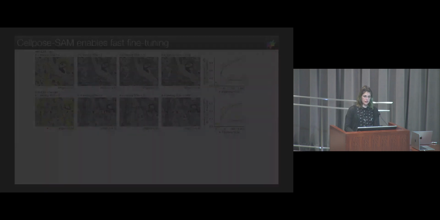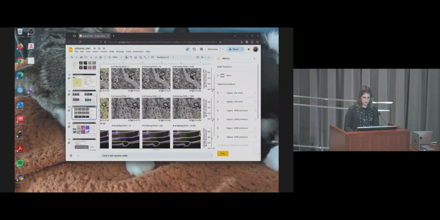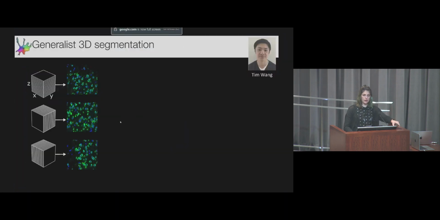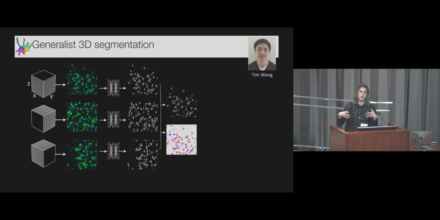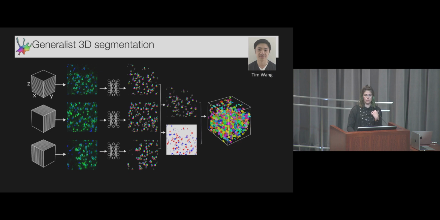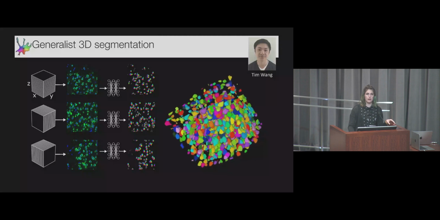And then for the 3D case, the way that Cellpose works is we take XY, YZ, and XZ slices, and we run Cellpose in 2D on the XY views and the orthogonal views of the image. And then we get flows in each of these cases. So in XY, we'll get XY flows. In XZ, we'll get Z and X flows. And then we average them, and we get flows in 3D, and then we run the flows in 3D.